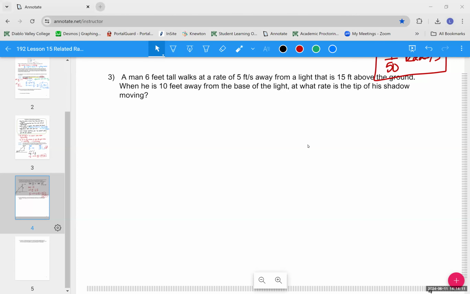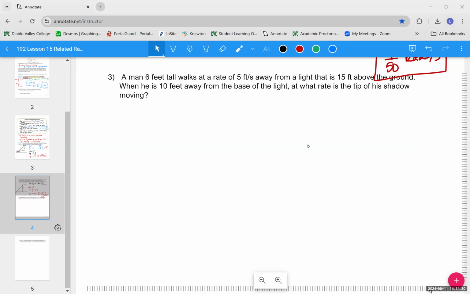All right, related rates example number 3. One of the most classic related rates problems are the shadow problems. So I'm going to go through this problem and then I'm going to relate it to the other kind of shadow problem you might get.